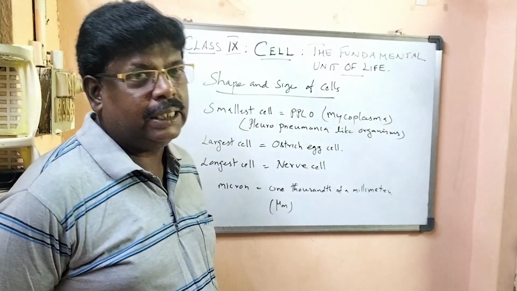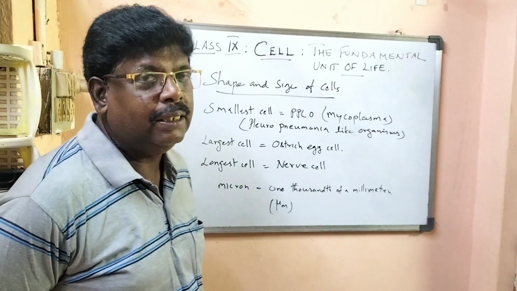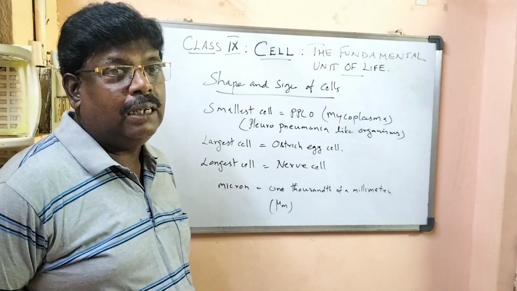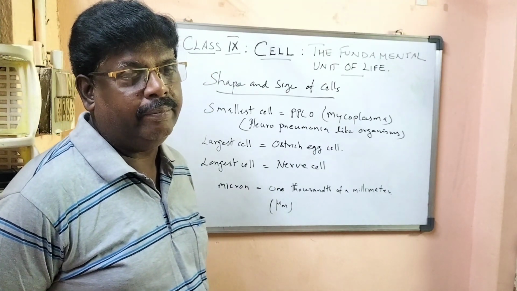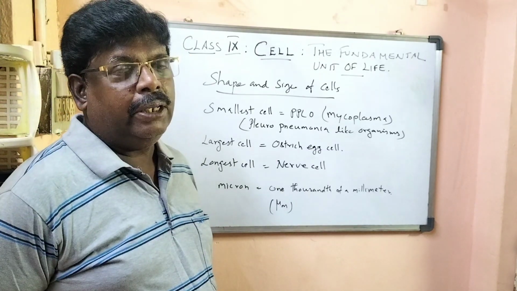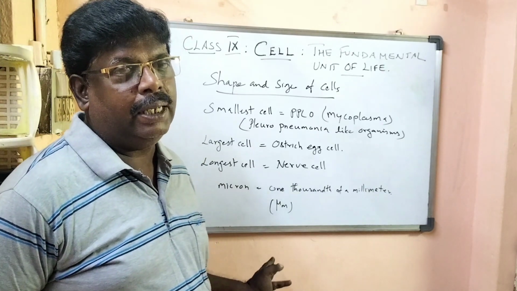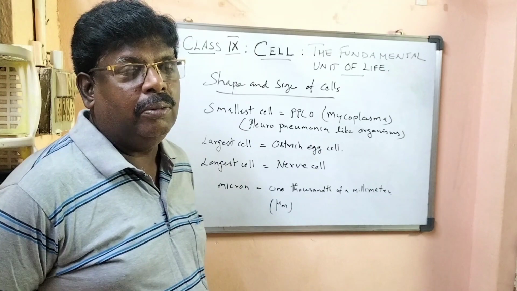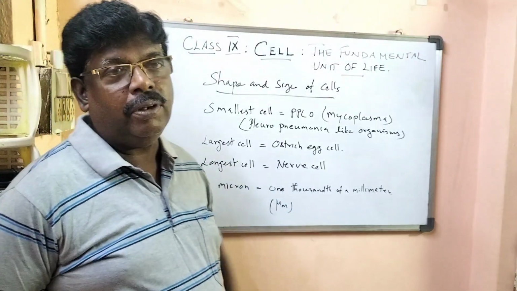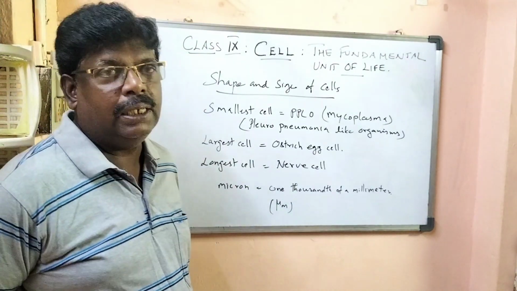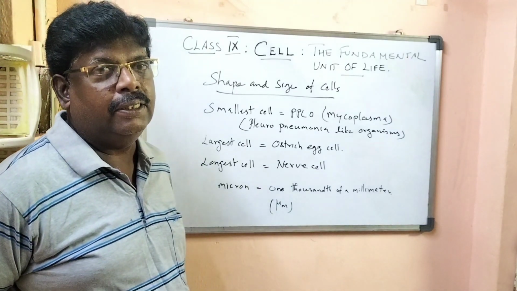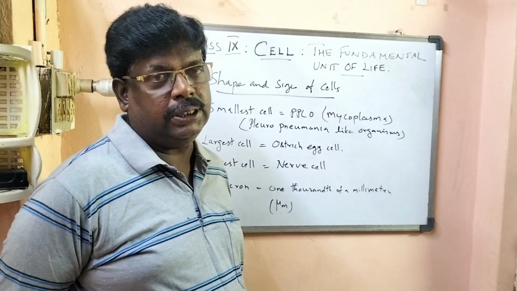Based on the size, the smallest cell is PPLO or mycoplasma. The longest cell is the nerve cell. The largest cell is the ostrich egg cell. These cells are measured in terms of microns. Microns are symbolized as the Greek letter mu followed by m. What is a micron? It is one thousandth of a millimeter. You have a special micrometer which you use in the microscope to measure the cells. So cells are measured in microns.